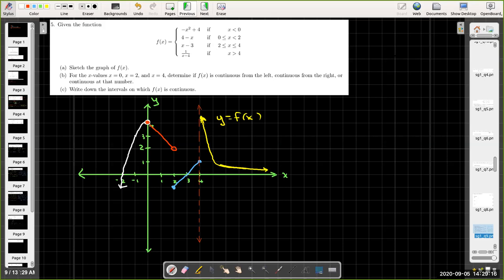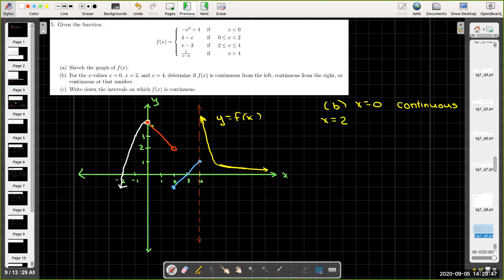And so we'll go over here, part B, x equals 0. The left limit is the same as the right limit, and the function value is defined at that point. And so the function at x equals 0 is continuous, implying that it's continuous from the left and also continuous from the right.